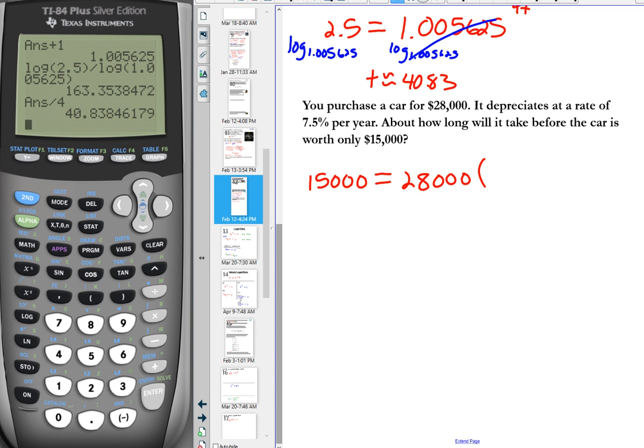What's going to be my decay factor? If I'm losing 7.5% every year, it should be 0.925. 1 minus 0.075 is 0.925. Divide by 28,000. All the zeros cancel. I get 15 over 28.